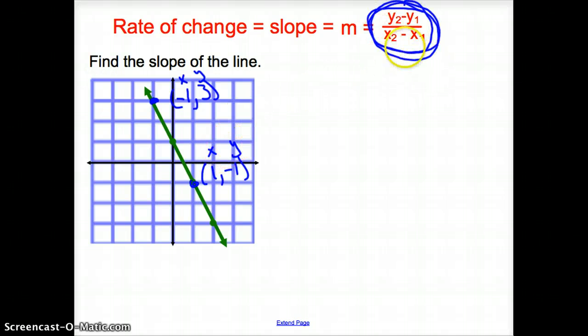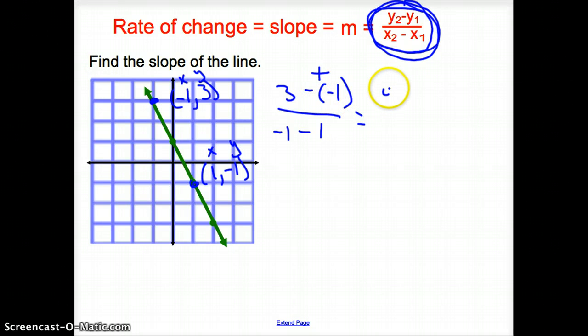Now, from my formula, my y's go first. So I'm going to take this y first. So it's 3, and then minus my other y, so it's -1. Over, now my x's. It's -1 minus 1 from here. So we simplify, minus a negative, and remember, turns into one big plus. So it's 4 over -2. Now can we simplify this? 4 divided by -2 is -2.